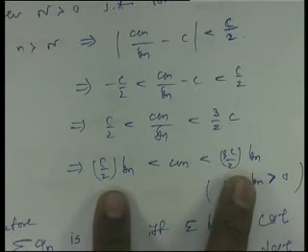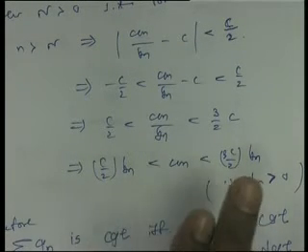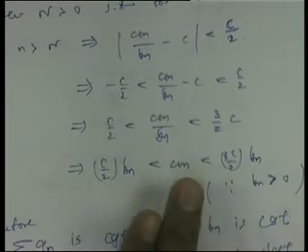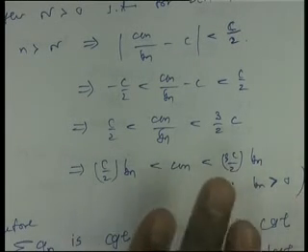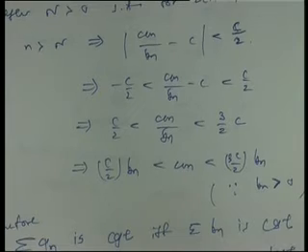Now this inequality suggests that sigma a n and sigma b n both converge or both diverge. Because of this inequality we can say that.